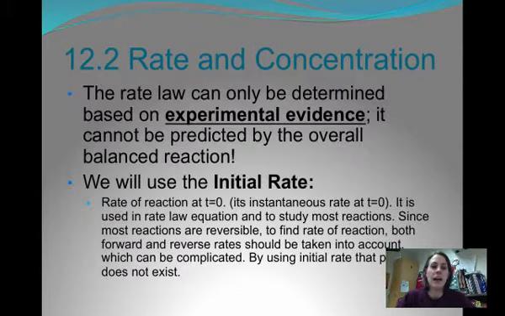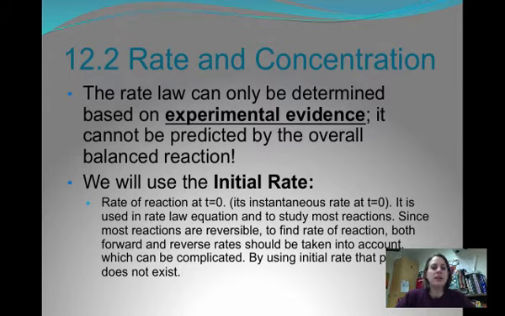You can pause here and look in your book if you need additional resources, but we're going to move on and calculate m and n, because the rate law can only be determined by experimental evidence. You cannot predict the order from the balanced equation. You need data. To do this, we are going to use the initial rate. This is the rate of the reaction at time equals 0. This is the instantaneous rate, right when you put those reactants in your solution.